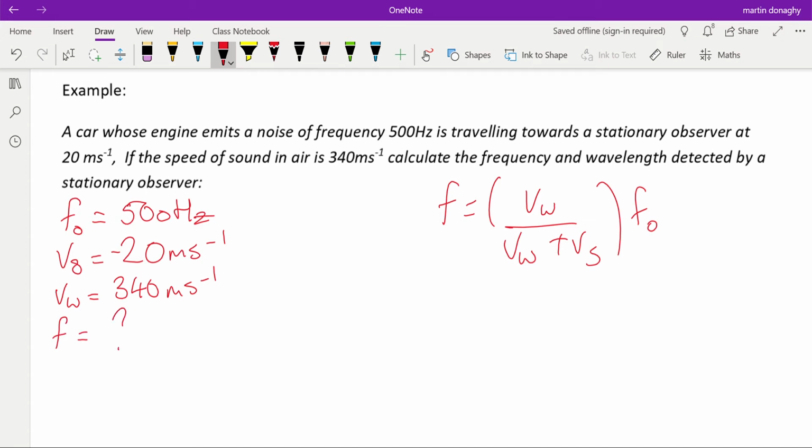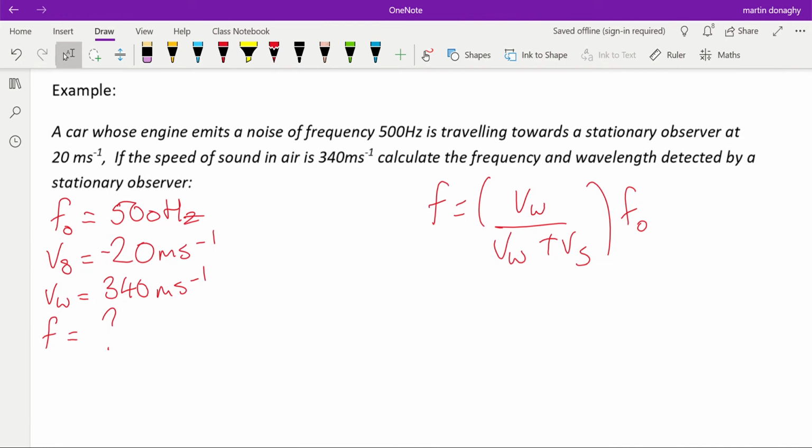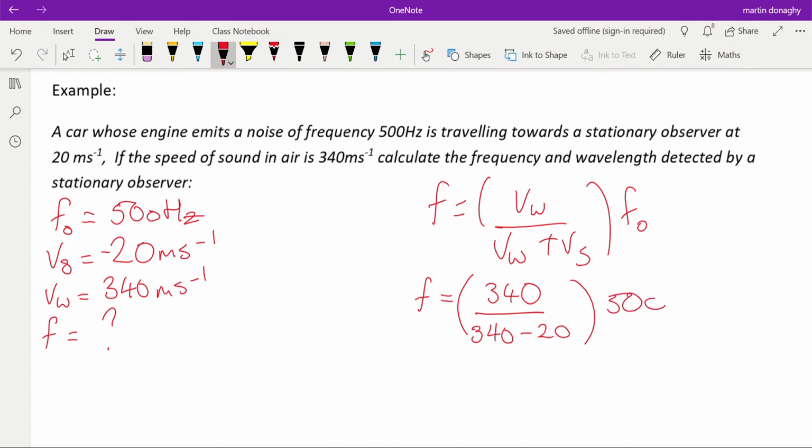First thing we do is write out the equation we're going to use. We then put in our values, so f would equal the velocity of the wave, divided by the velocity of the wave plus the velocity of the source, but that is minus 20, times our frequency, which is 500. Type that into your calculator, and we get that it is 531 hertz.